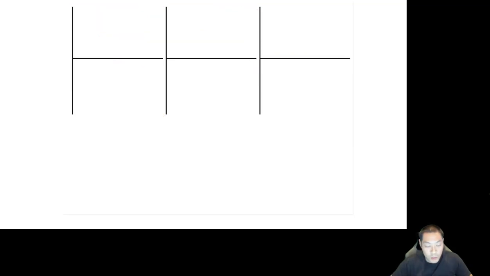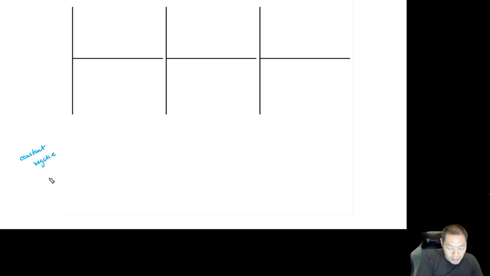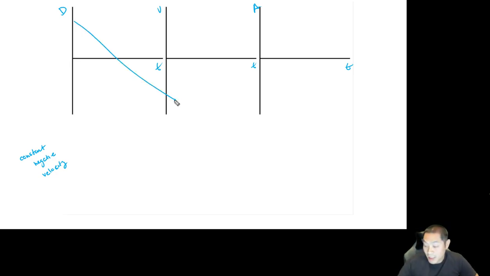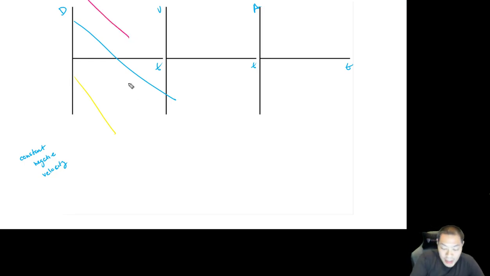Okay. Last situation when we have constant velocity is if we have a constant negative velocity. So that means you're going backwards. D versus T, V versus T, A versus T. Like I said, it could be down here, it could be up here, it doesn't really matter. All that matters is that the slope here is negative, and it's a line.